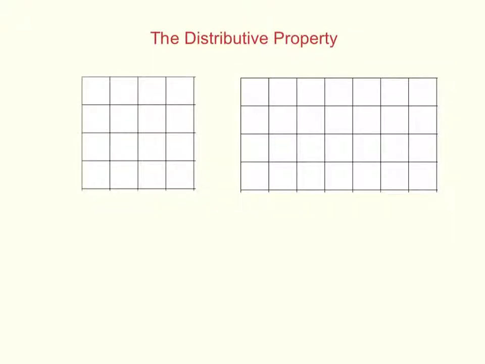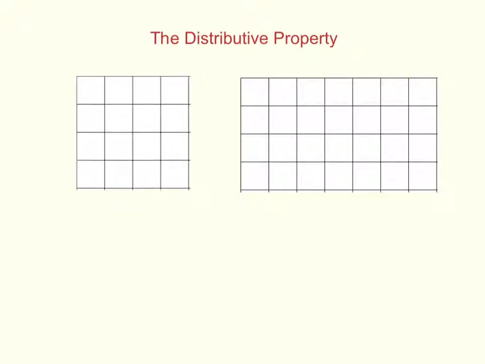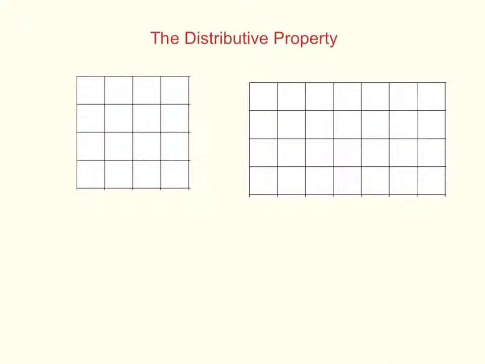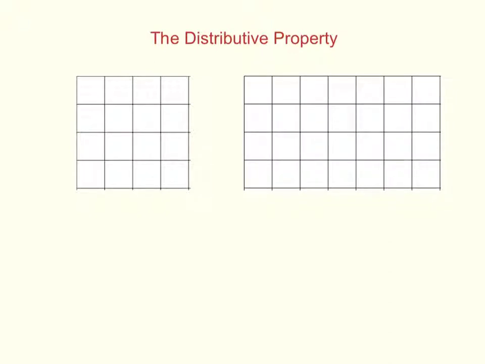Hi, today we're going to talk about something called the distributive property. We've used it before in mathematics to solve problems, but you probably haven't seen it explained before. So the first question I'm going to ask you is, how could we calculate the area of these two polygons?